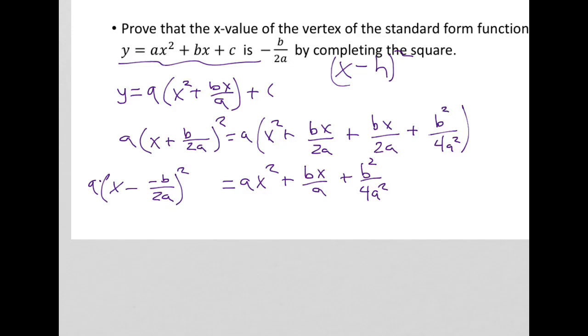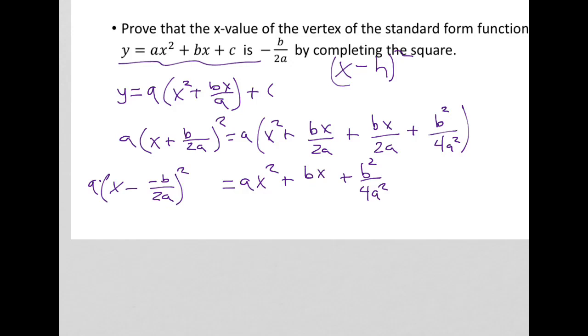Well, my original, I'm sorry, I just realized that I distributed the a into my x squared term, but I missed it there. So that should be a over a, which is going to give me just that positive bx term, which is what I wanted. But notice now I've got this b squared over 4a squared instead of my c.